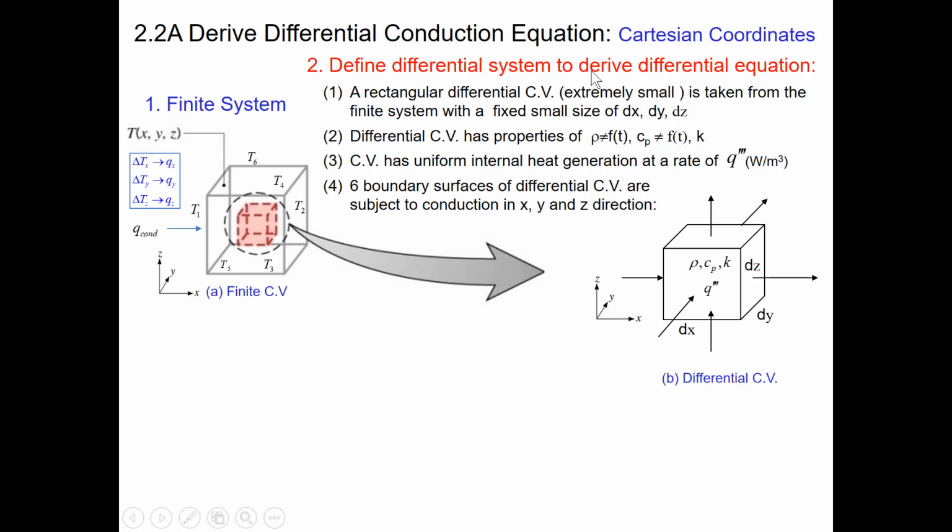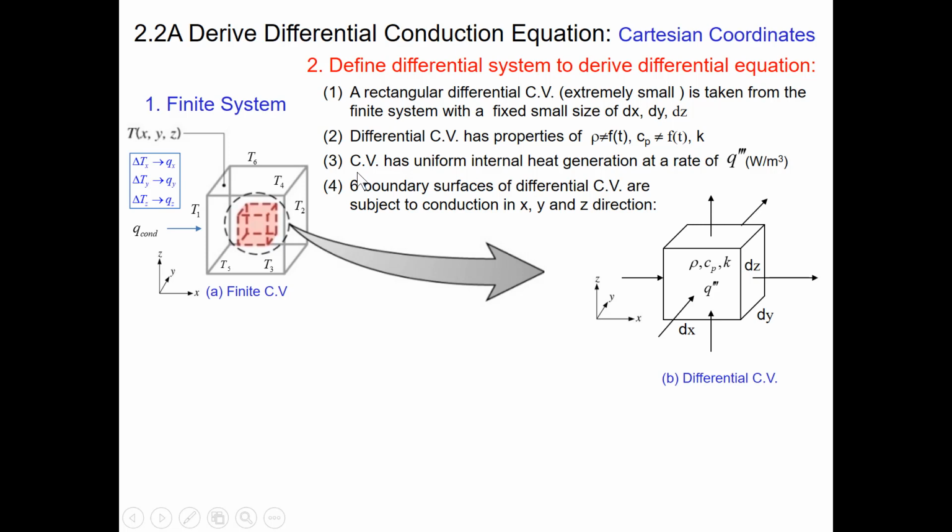Second, in order to derive the differential conduction equation, we need to define a differential system. 1. A rectangular differential control volume, which is extremely small, is taken from the finite system with a fixed small size of dx, dy, and dz. 2. The differential control volume has properties of density, specific heat, and thermal conductivity, where density and specific heat are independent of time.